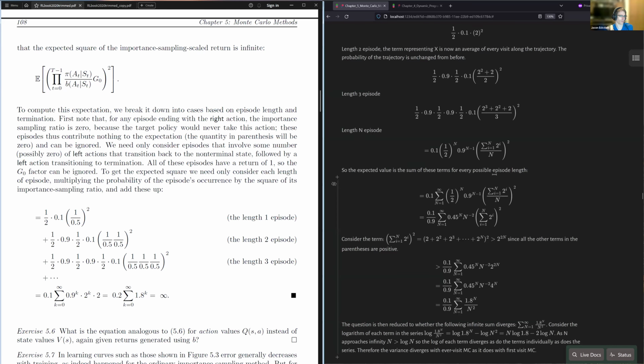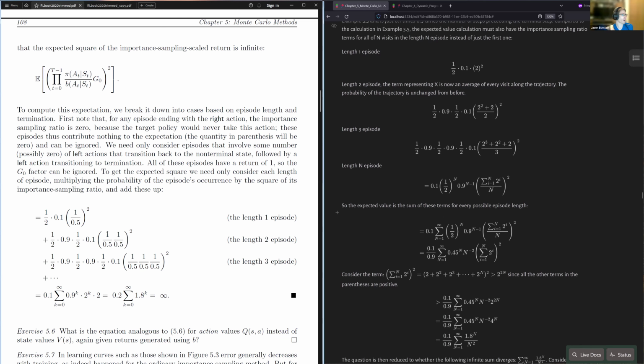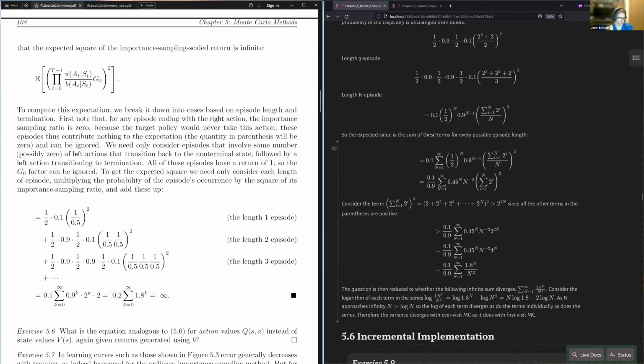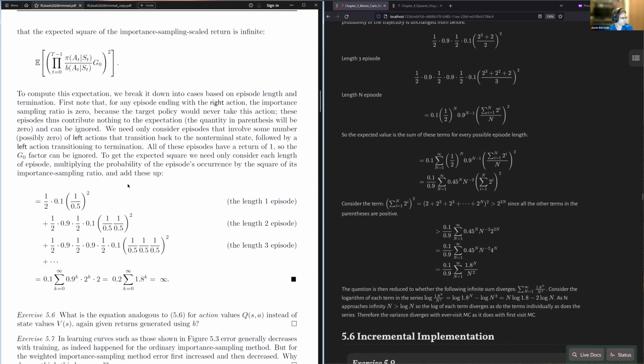You just have to add up all the terms, and there happen to be a lot more terms because for every one, like here the length 3 episode, this is just the first visit of the state, whereas here you have to actually add up all the weights and average them for each of the 3 visits to the state, right? And you end up having weights of 8, 4, and 2. But you should end up with the same solution, which is that you have infinite variance. So yeah, every-visit does not save you from this example.